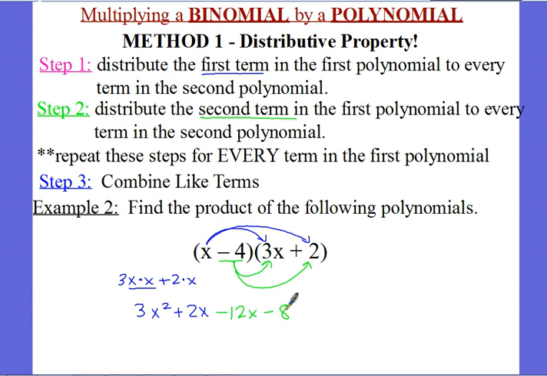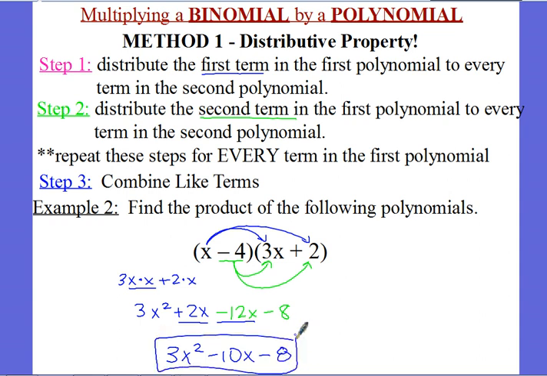Okay, the last thing we do is we check to combine like terms. So I see that I've got 2x positive and negative 12x. So we're going to combine those, and we end up getting 3x squared, because that's not a like term with anything else, minus 10x, and then minus 8. Okay, so this is the product of those two polynomials.